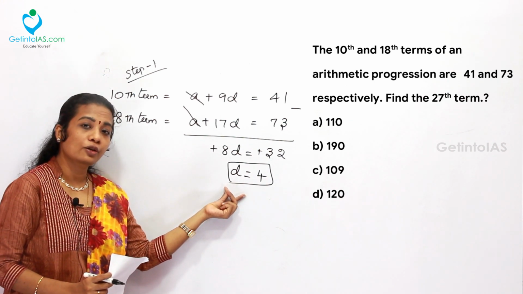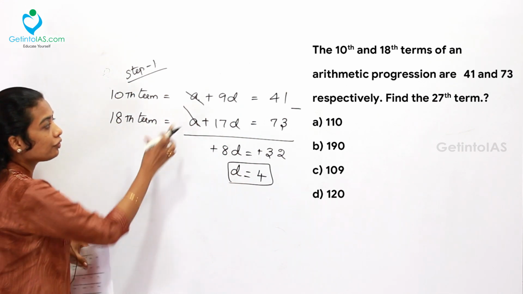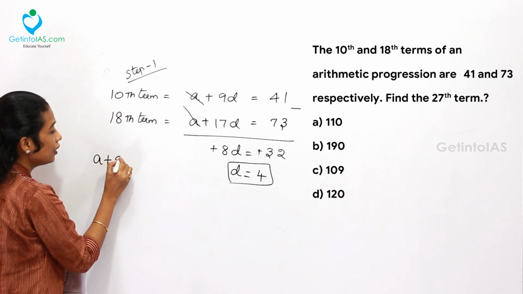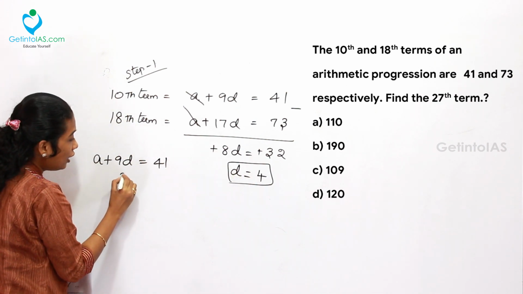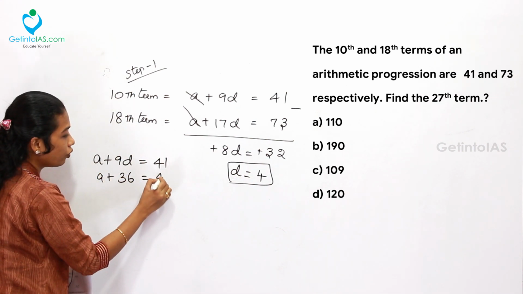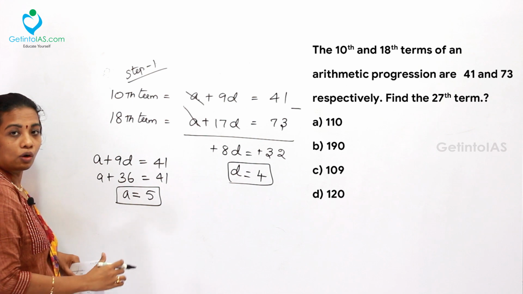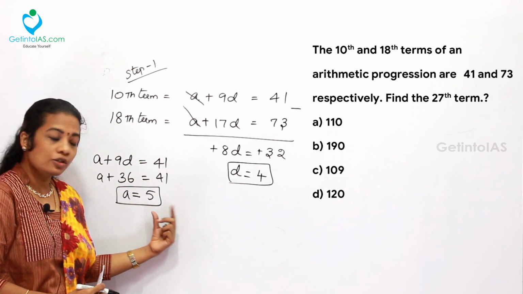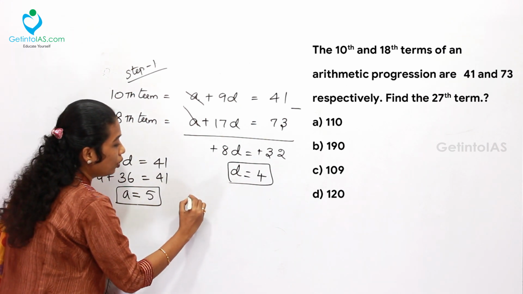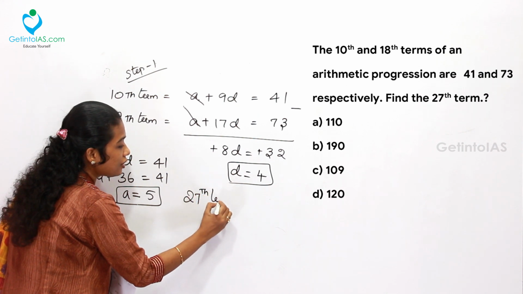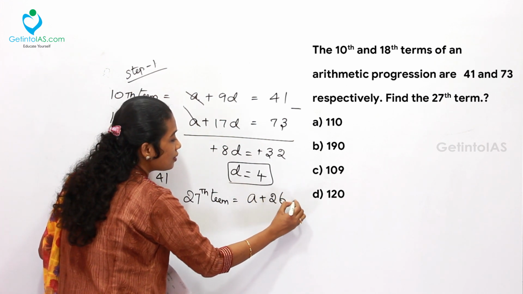But this alone is not enough to find the 27th term. For that we also need the value of A. So let me substitute in the first equation A plus 9D equal to 41. What is D's value? Which is 4. So 9 into 4 is 36. A plus 36 is 41. What is A? 41 minus 36. A is 5. Now it is enough to get the 27th term because A is 5 and D is 4. Now the 27th term is the requirement. It can be simply written as A plus 26D.